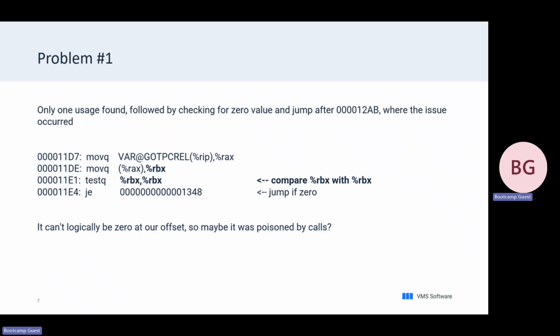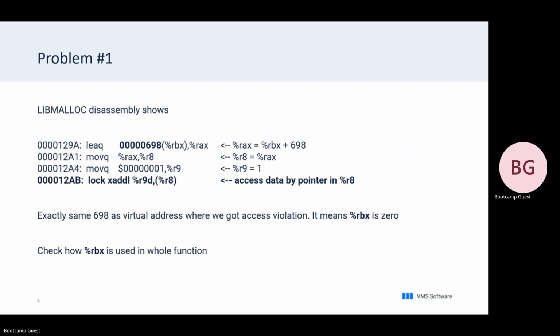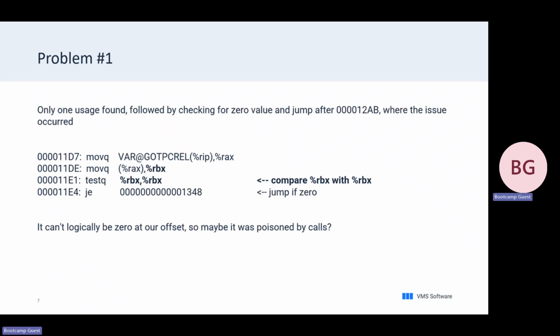And as we saw before, it was 0. After checking for 0, it jumped somewhere after our problematic place. Of course, if the program is highly optimized, it can jump back and forth, but not in that case. So logically, RBX could not be 0 at our problem place. So maybe it was poisoned by some calls. Let's search for calls.